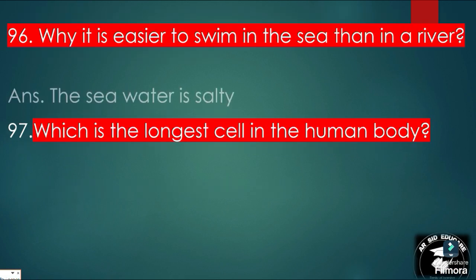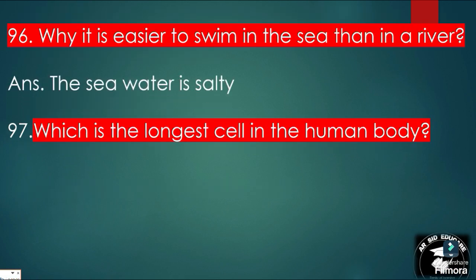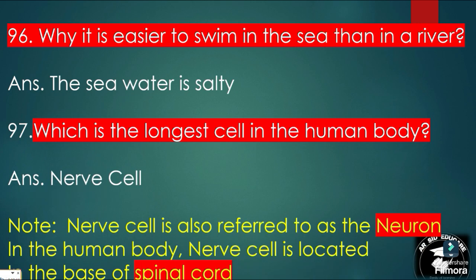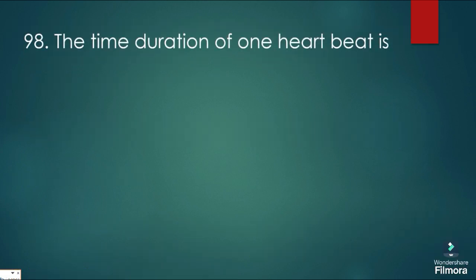Why is it easier to swim in the sea than in a river? Because sea water is salty. Which is the longest cell in the human body? The nerve cell is the longest cell in the human body. The nerve cell is also referred to as a neuron. In the body, the nerve cell is located at the base of the spinal cord. The time duration of one heartbeat is 0.8 seconds.